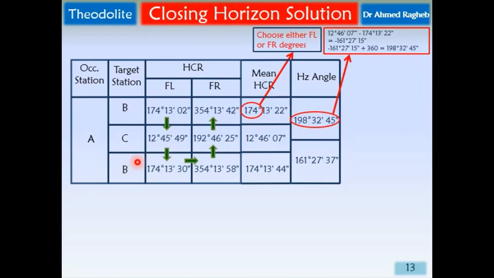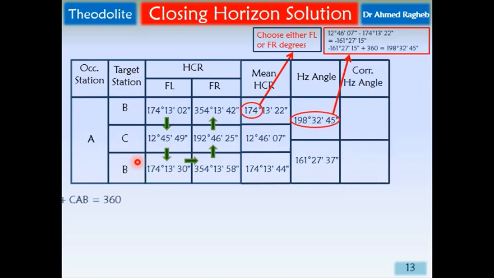The summation of angle BAC plus angle CAB should equal 360 degrees, two angles at the same point, the internal and the external angle. So the summation should be equal to 360 degrees. Let's check. If the summation equals 360 degrees, okay, fine, we have no error. The corrected horizontal angle will be the horizontal angle themselves.